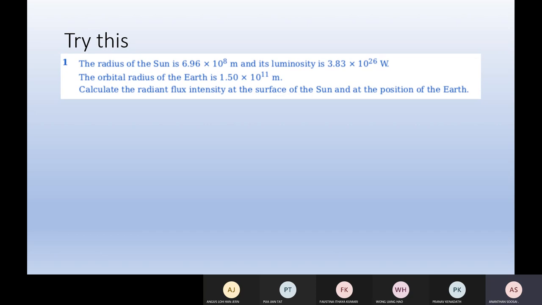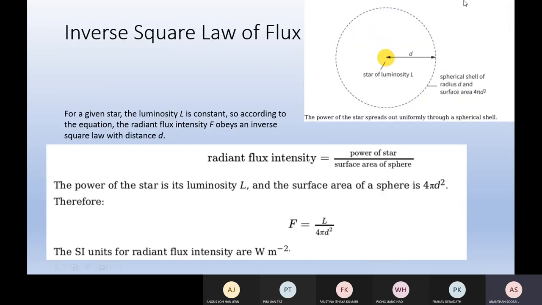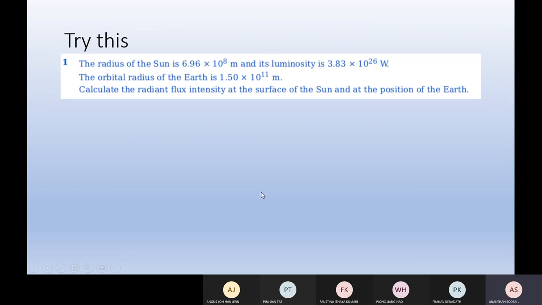Flux equals luminosity over 4 pi d squared. D is the distance where you want to find the flux. So use this formula: flux equals L over 4 pi d squared. Luminosity is the power of the star.